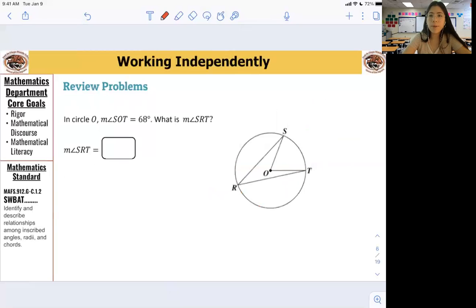All right, this one, put your answer privately in the chat. And again, I'm doing a participation grade today. So answer it, it doesn't matter if you get it right or wrong, but make sure you put your answer in the chat. I'll give you guys 45 seconds for this one. If SOT is 68, how much is SRT?